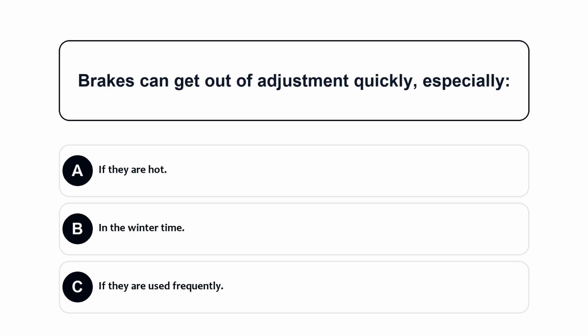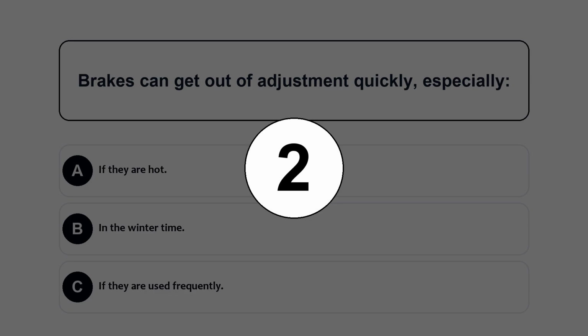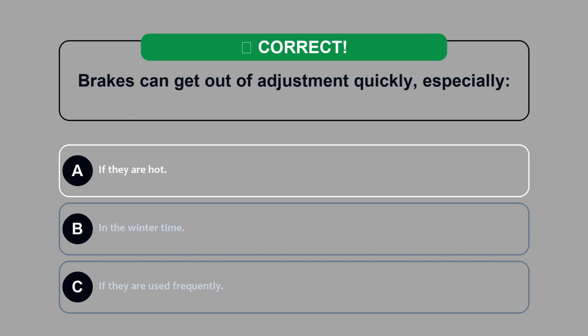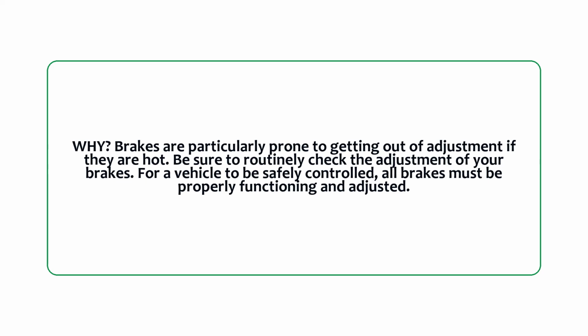Question 8. Brakes can get out of adjustment quickly, especially: Option A. If they are hot. Option B. In the winter time. Option C. If they are used frequently. The correct answer is option A. If they are hot. Explanation. Brakes are particularly prone to getting out of adjustment if they are hot. Be sure to routinely check the adjustment of your brakes. For a vehicle to be safely controlled, all brakes must be properly functioning and adjusted.